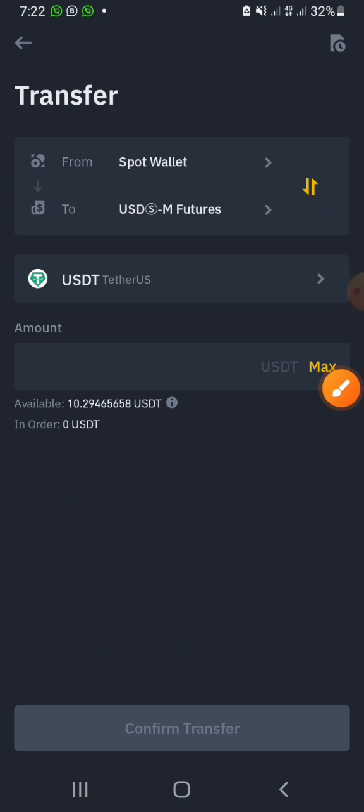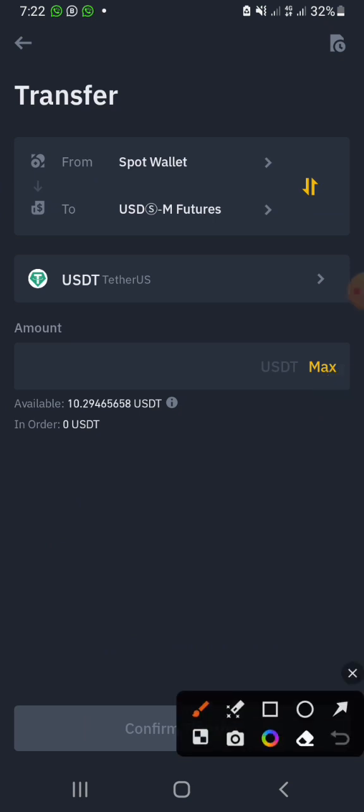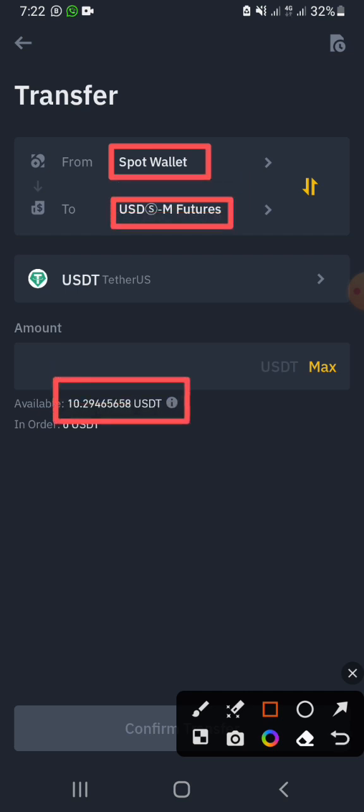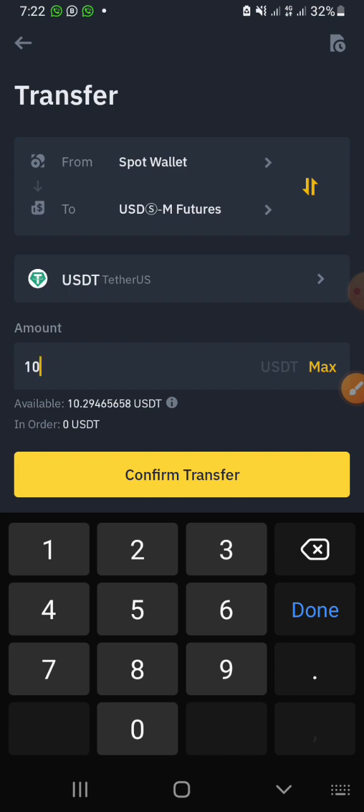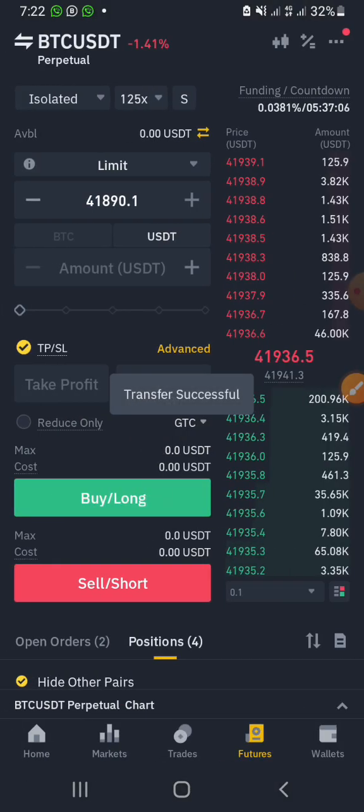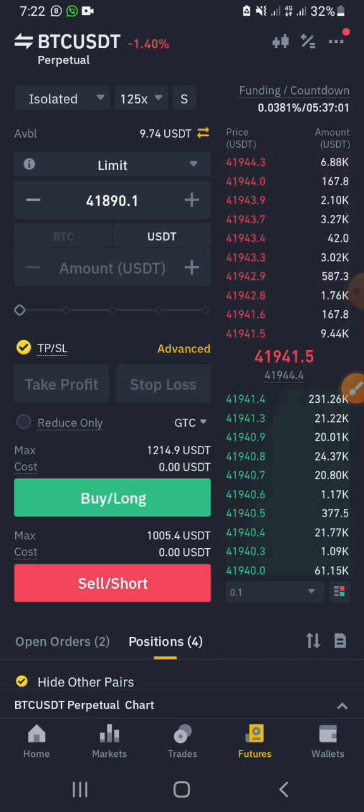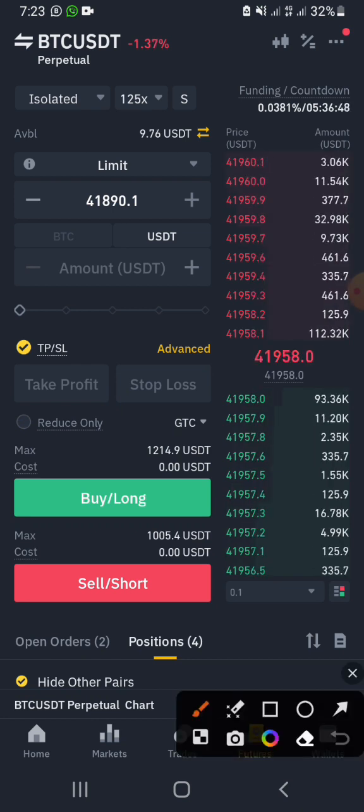Once you click on it, you transfer the USDT that is in your spot wallet to your futures wallet. I currently have about $10 in my Binance Spot wallet, so I'll transfer the $10 from my Binance Spot wallet to my Binance futures wallet by inputting the amount I need, then click on confirm. Once I do that, automatically the amount will be sent to my Binance futures wallet. As simple as that.